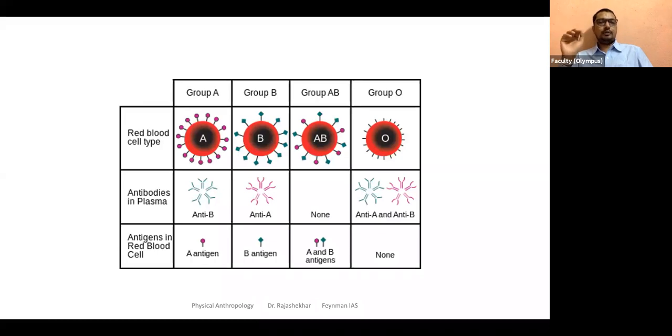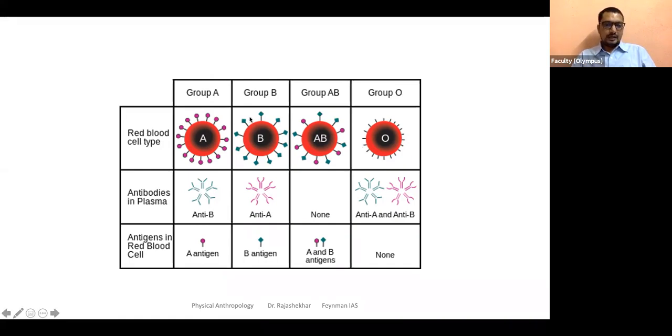Rhesus, R-H-E-S-U-S. I'll tell you the rhesus factor story a little later, but for now, some people have it or they don't have it. If someone has rhesus factor, they're positive for it. If someone doesn't have rhesus factor, they're negative for it. Understand this statement? I'll ask you a few questions on this, see if you can answer them. If the rhesus factor is present, it is positive. Rhesus factor absent, it is negative.